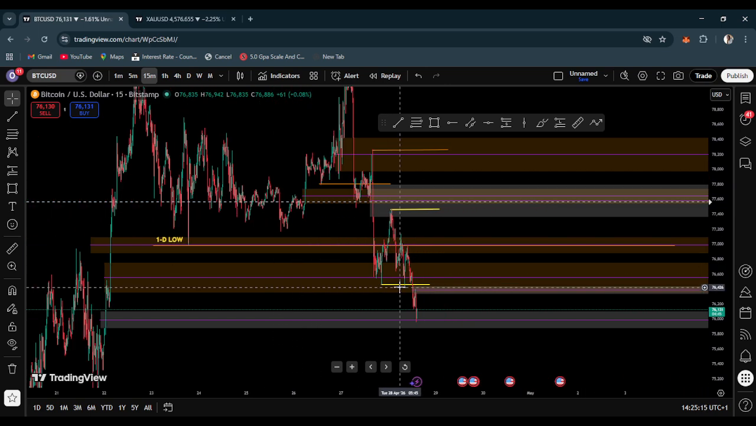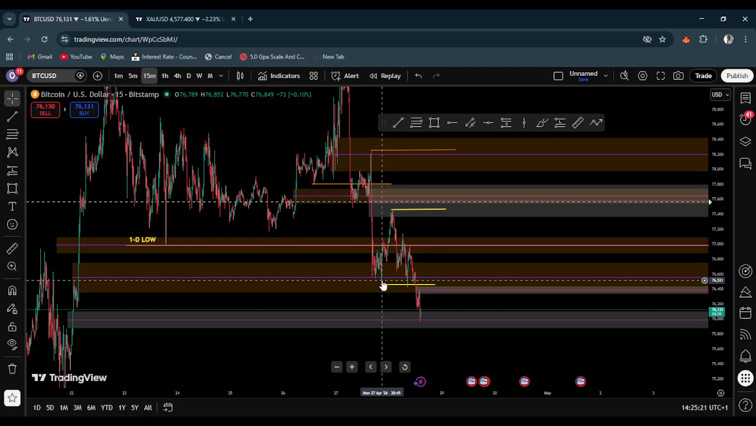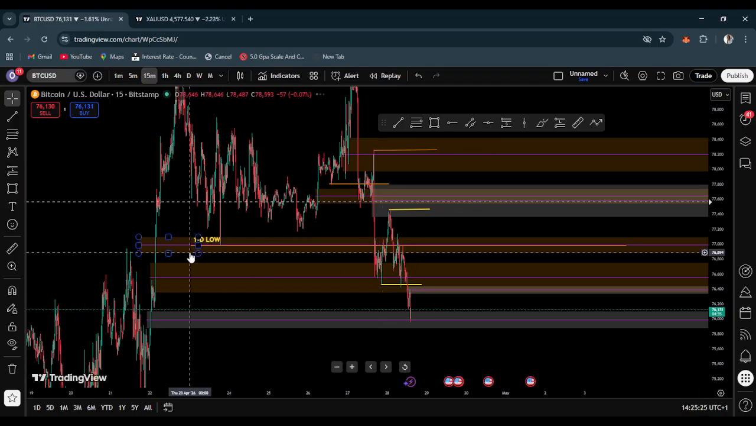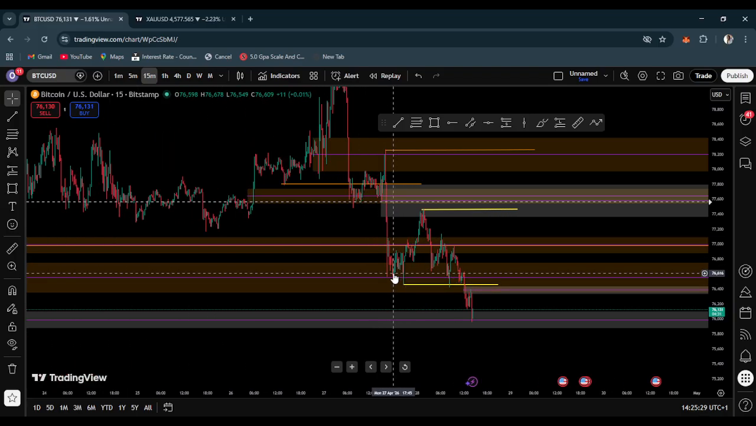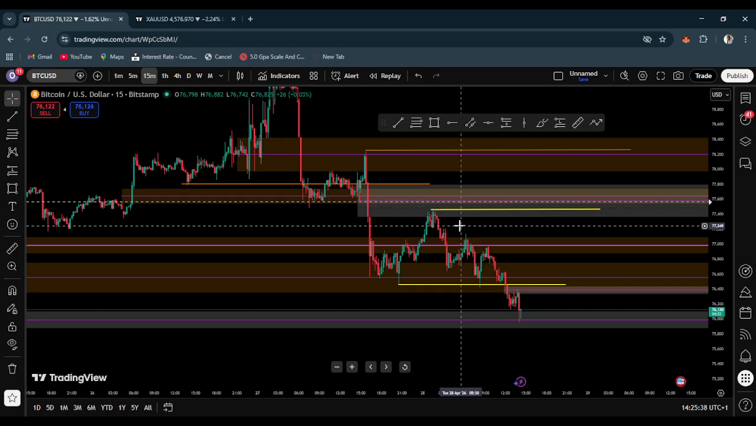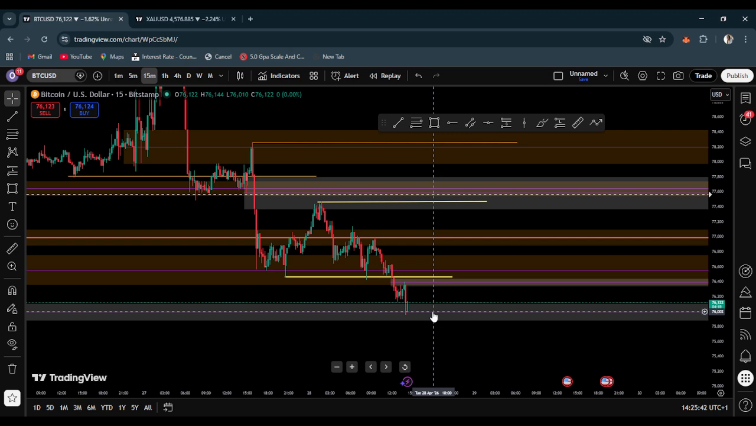But these ones, we marked them out before price even got there. We marked out multiple points before price got there. Then price came in, tested it, and reversed. The reversal didn't give us an opportunity to enter a trade, and that's okay. That's normal.